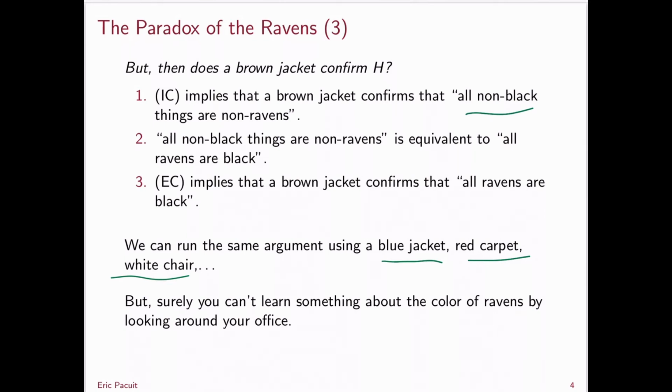So the question you're faced with is which of these principles, IC or EC, should you give up? Should you give up instance confirmation so that positive instances of universal claims do not necessarily confirm those universal claims? Or perhaps you should give up EC. So if you have some evidence for a hypothesis H, and H prime is logically equivalent to H, then maybe that evidence doesn't actually confirm H prime. Or perhaps there was some subtle mistake in the reasoning that I outlined in this video.